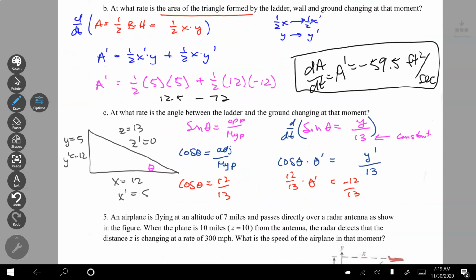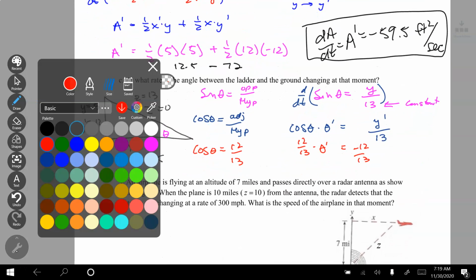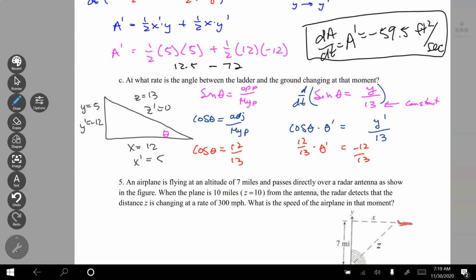I can move this up. And obviously, to get rid of this, I multiply by the reciprocal. So my theta prime, or my change in theta, is going to be negative 1 radian per second. So when that base of the ladder is slipping out, that's how the angle is changing.